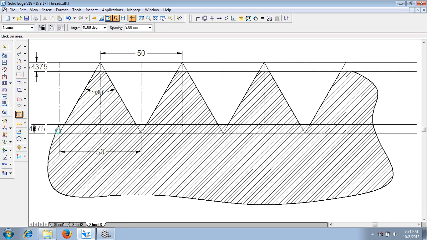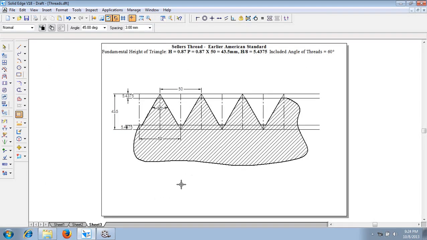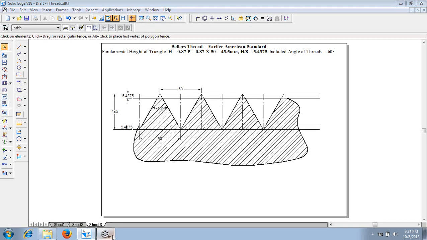Now this completes one more type of thread, that is called the Sellers thread or the earlier American Standard threads as per the given standards.